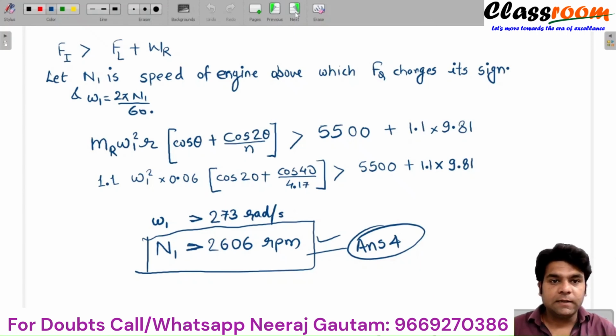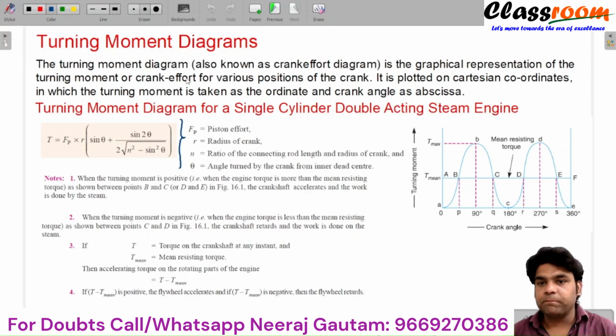Now let's see what a turning moment diagram is. A turning moment diagram is also known as a crank effort diagram. It is the graphical representation of the turning moment or the crank effort for the various positions of the crank.